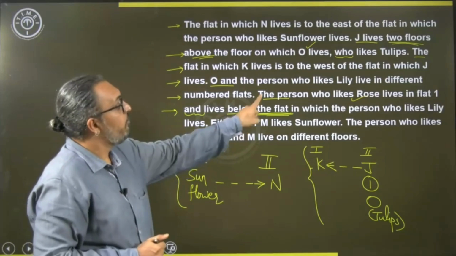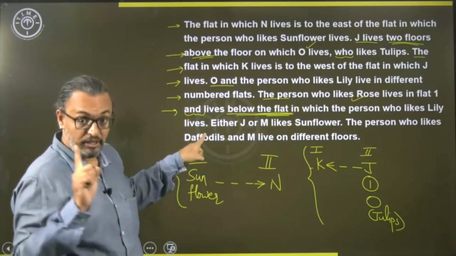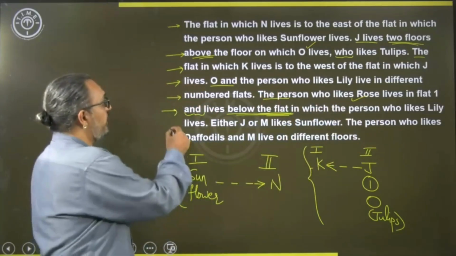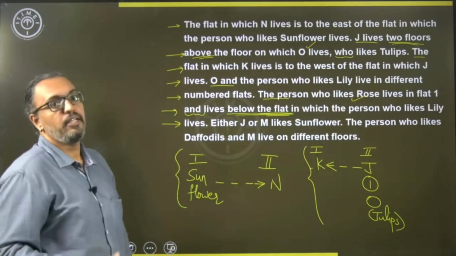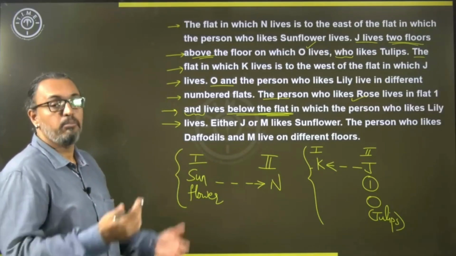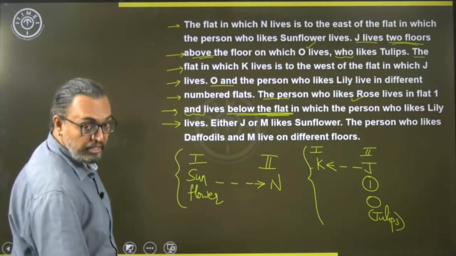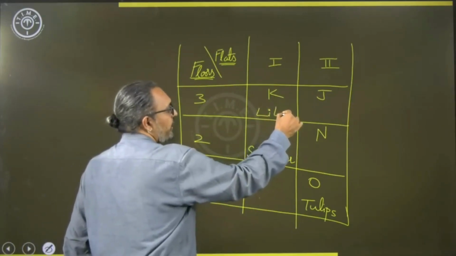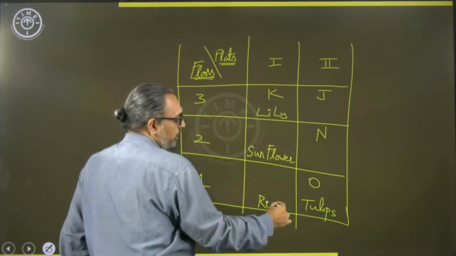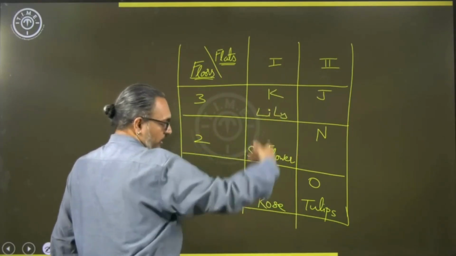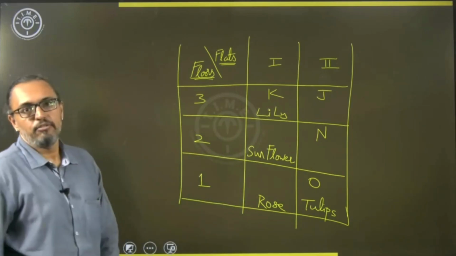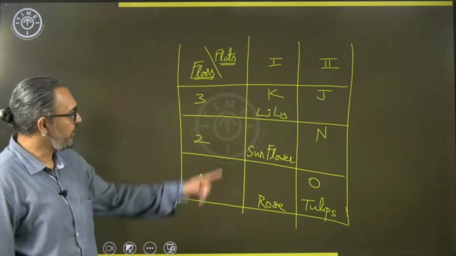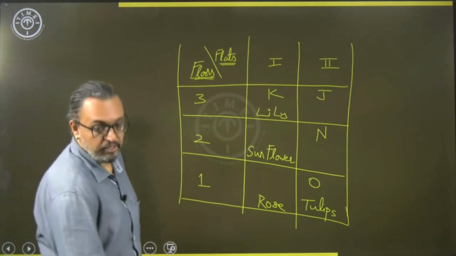So here he says, the person who likes Rose lives in flat 1 compulsorily and lives below the flat in which the person who likes Lily lives. So Rose and Lily have to be in the same flat number, but Rose comes below Lily. So if that is the case, then definitely Lily will be given for K, then only Rose lives in flat 1 and lives below the flat in which Lily lives. Correct? So that way we can fix this.